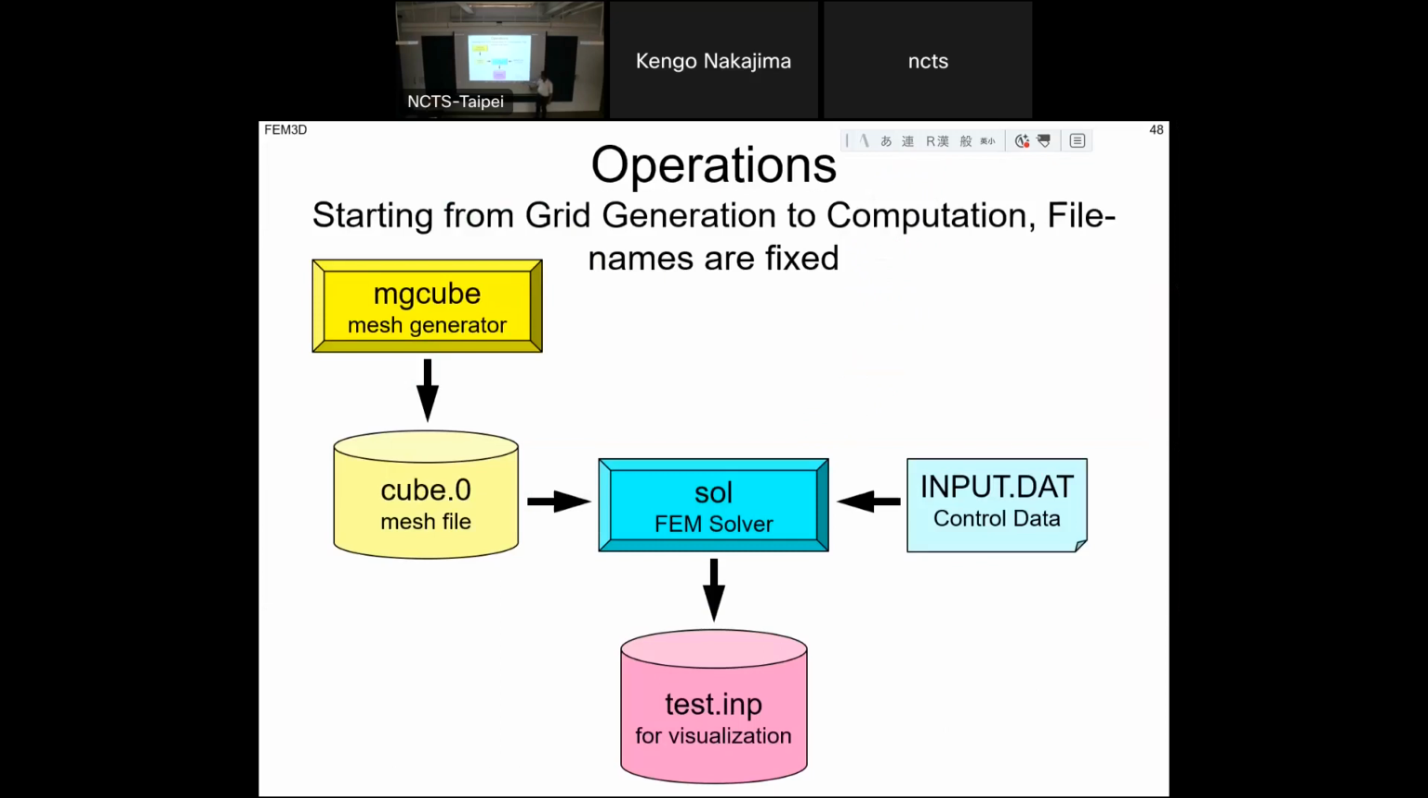And the input data, it's a control data. It's a fixed name. And they are reading these two files and calculate. And finally, output the test.inp. It's also a fixed name. And this is for the visualization.